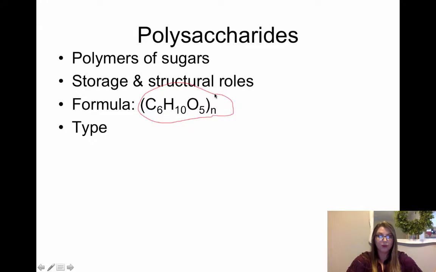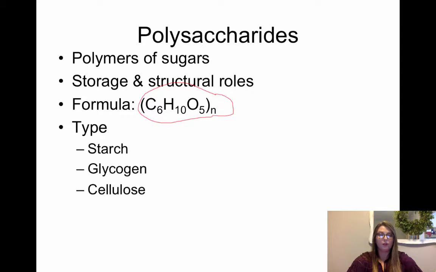So we have different types of polysaccharides. The first is starch, which is just a huge chain of sugar made by plants. We, animals and humans, don't actually make starch, but we will eat it from the plants. A good example of this is a potato. Potato is a starchy vegetable. We also have glycogen, which is just the storage form of glucose in animals, and this will get stored in your liver and in your muscles.